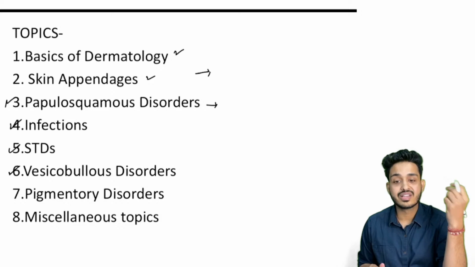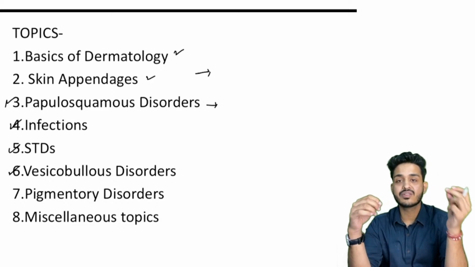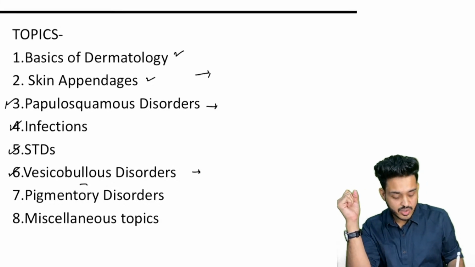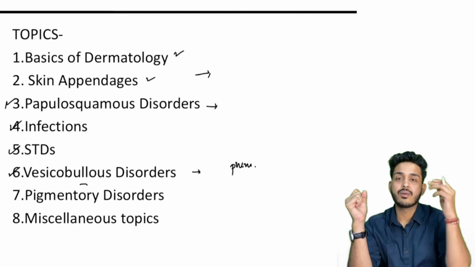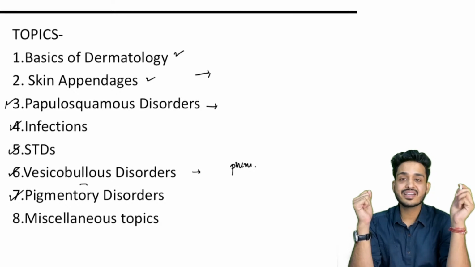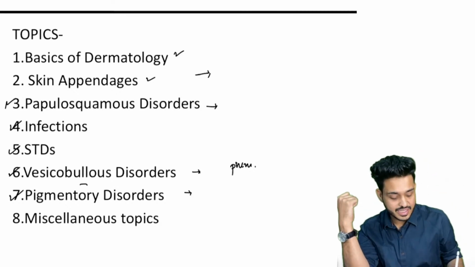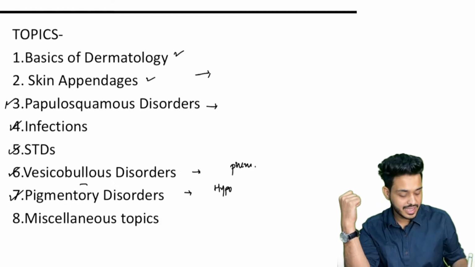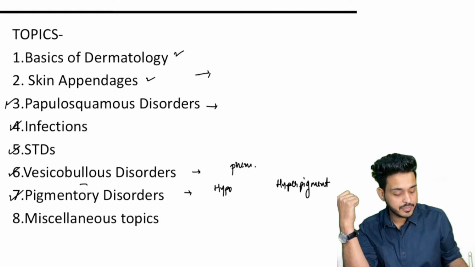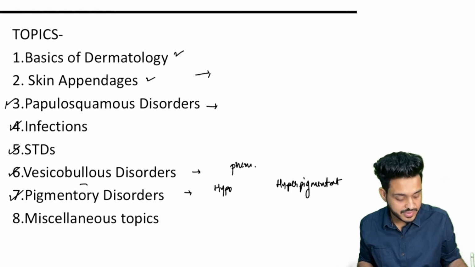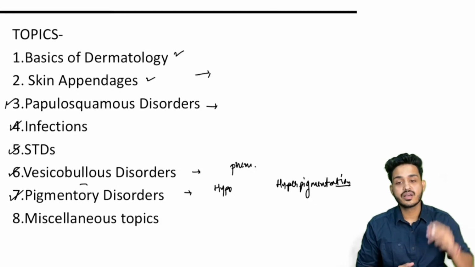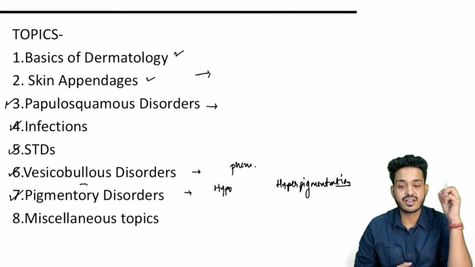Next, we are going to see the vesicobullous disorders. Vesicobullous disorders are basically vesicular disorders and bullous disorders. So we will be studying all the pemphigus group of disorders, pemphigus, pemphigoid, all those things, right? And then we are going to study the pigmentary disorders. In pigmentary disorders, we are going to see all the hypopigmentation and hyperpigmentation disorders. And then we are going to end with certain miscellaneous topics that have been asked in your examinations.